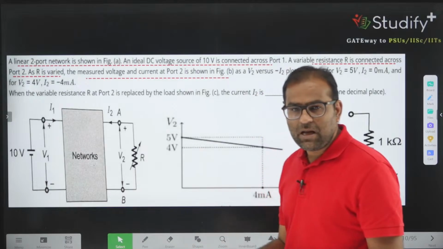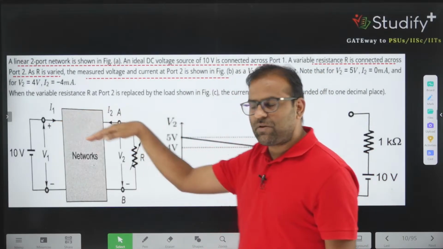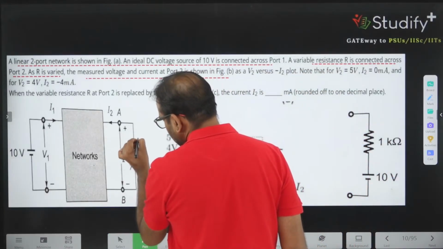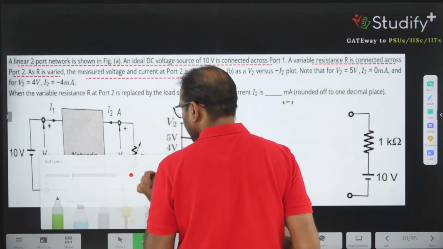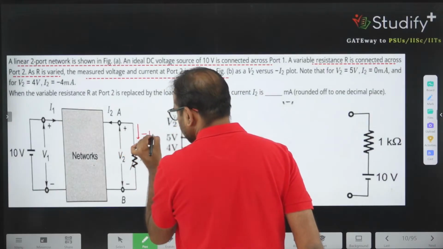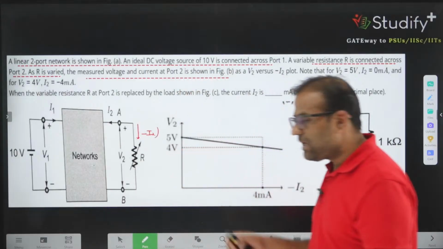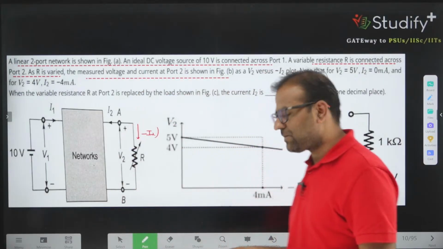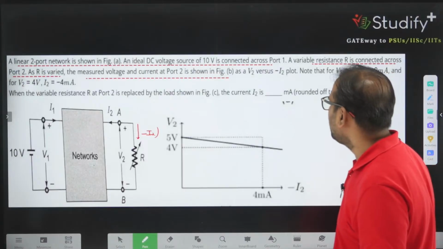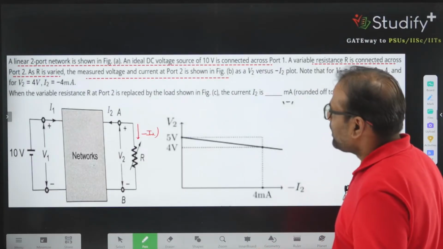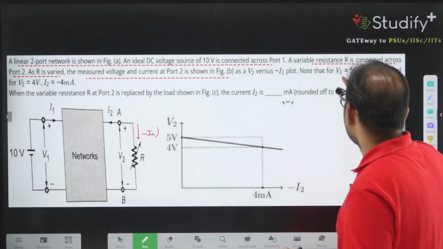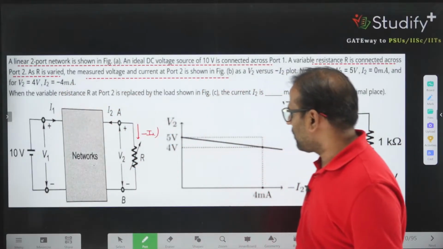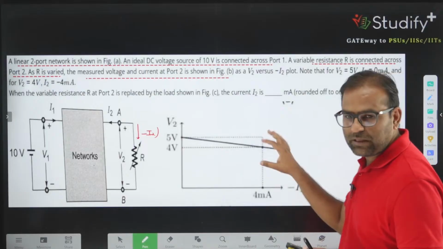So always remember, I2 is the current which is moving inside the network. So minus I2 represents the current in which direction? Minus I2 represents the current going in this direction. That's why the graph between V2 and I2 is going in this direction, and that's why they have written minus I2 here. Okay. For V2 equal to 5 volt, I2 equal to 0 milliampere. For V2 equal to 4 volt, I2 equal to minus 4. Okay, this is the output characteristic that is given.